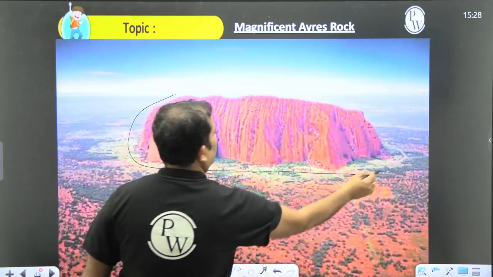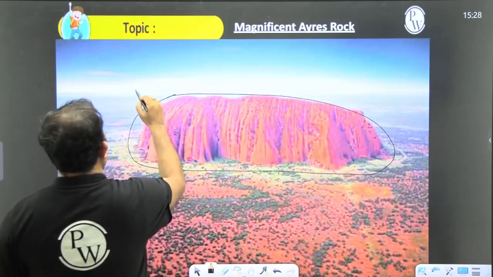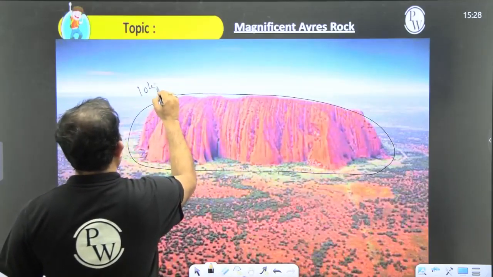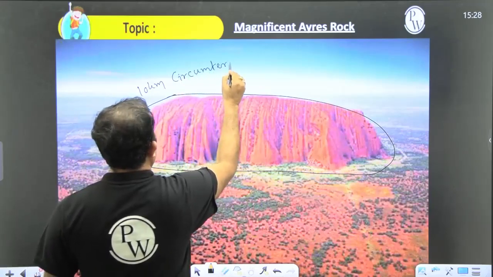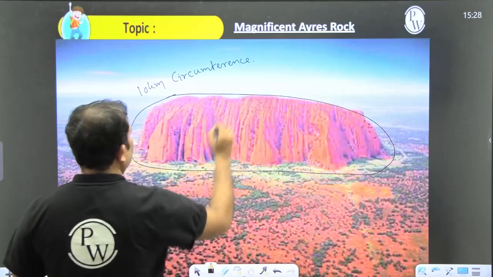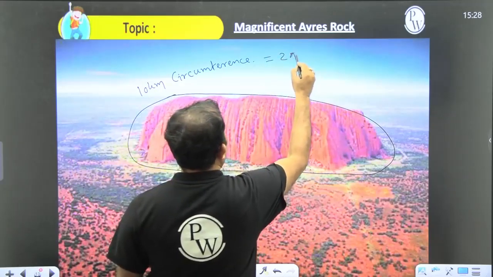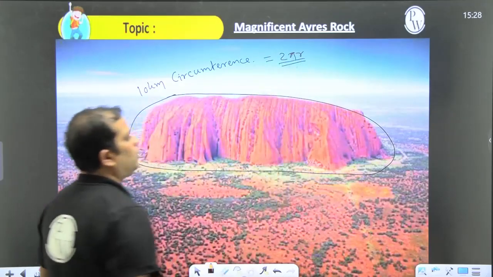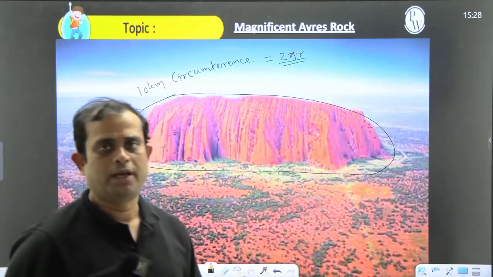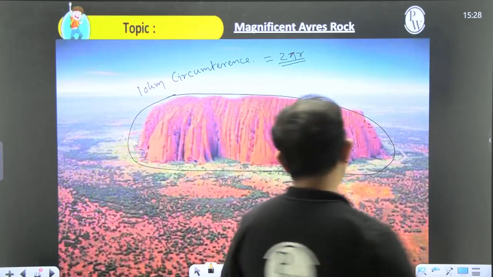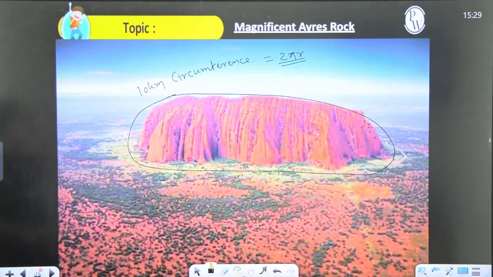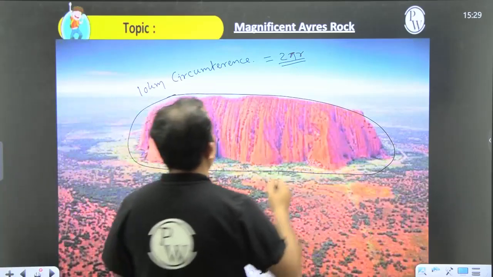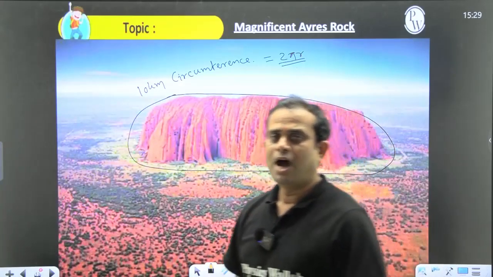The circumference is near about 10 kilometers. So for circumference, we use 2 pi r. 2 pi r is your circumference. We can say the circumference of this rock is 10 kilometers. How big, can you imagine? How beautiful it looks.